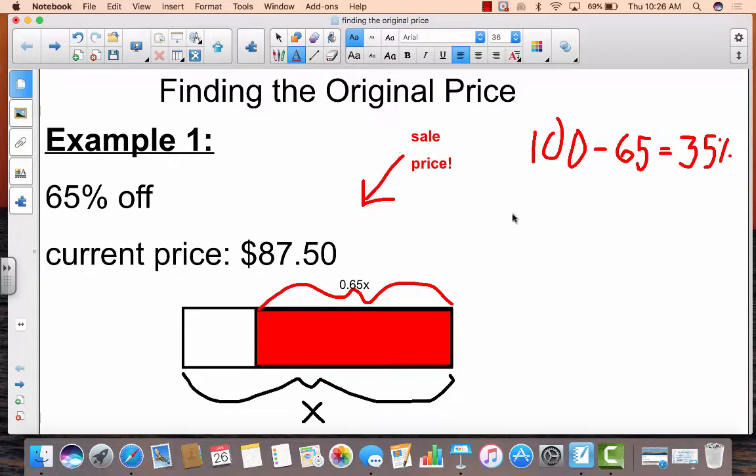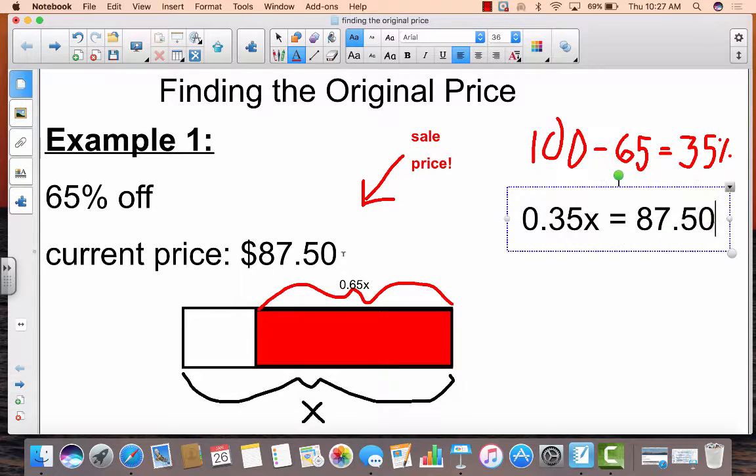So I could think about this in an expression like we've been working on. If I'm only paying 35%, I would say 35% as a decimal is 0.35. Multiply that by x, which is whatever the original price is. And 35% of whatever that original price is would be my sale price, 87.50. And so now I've created myself a one-step equation that will help me to find my original price.